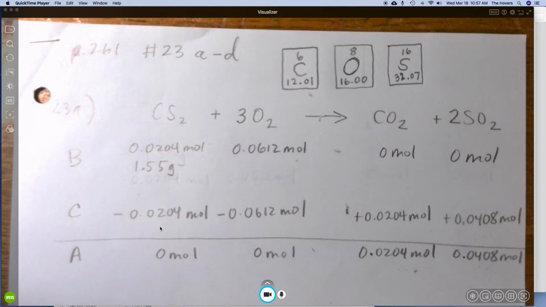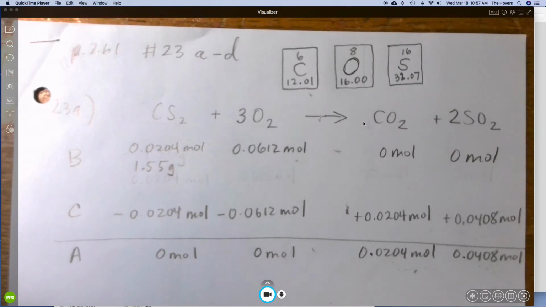So the change that occurs if this reacts in an ideal way is you're going to lose all of the moles of CS2. You're going to lose all the moles of O2. 3 times as many moles will react out of O2 compared to CS2. And then over here, what we're going to make is, again, dictated by the coefficient. So there's a 1-to-1 ratio of CS2 reacted compared to CO2 made. So if it's 0.0204 moles that's reacting of CS2, I'm going to make that exact number of moles of CO2.